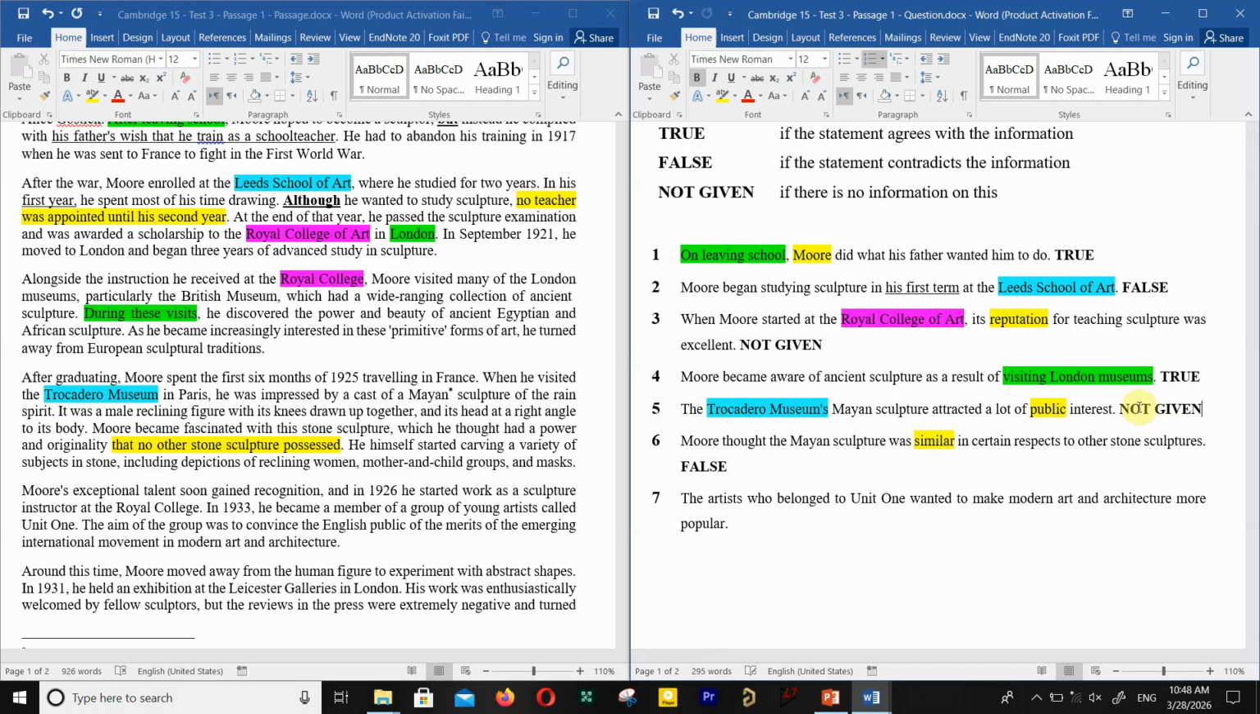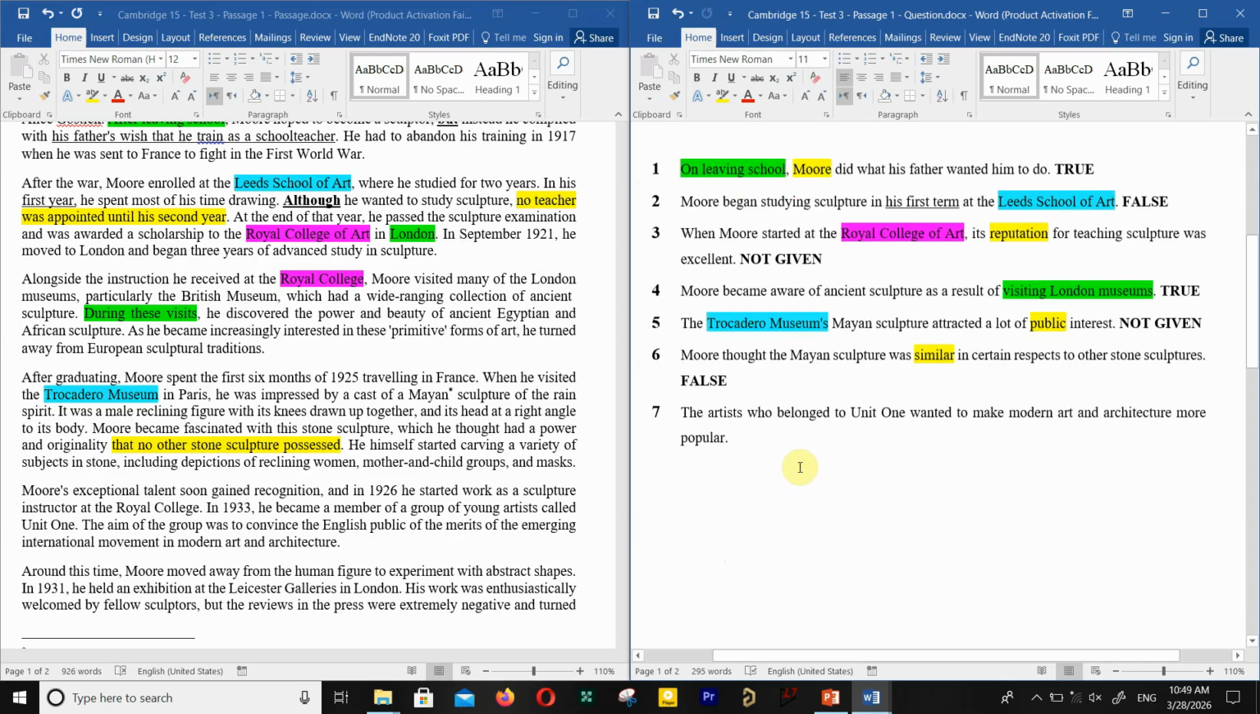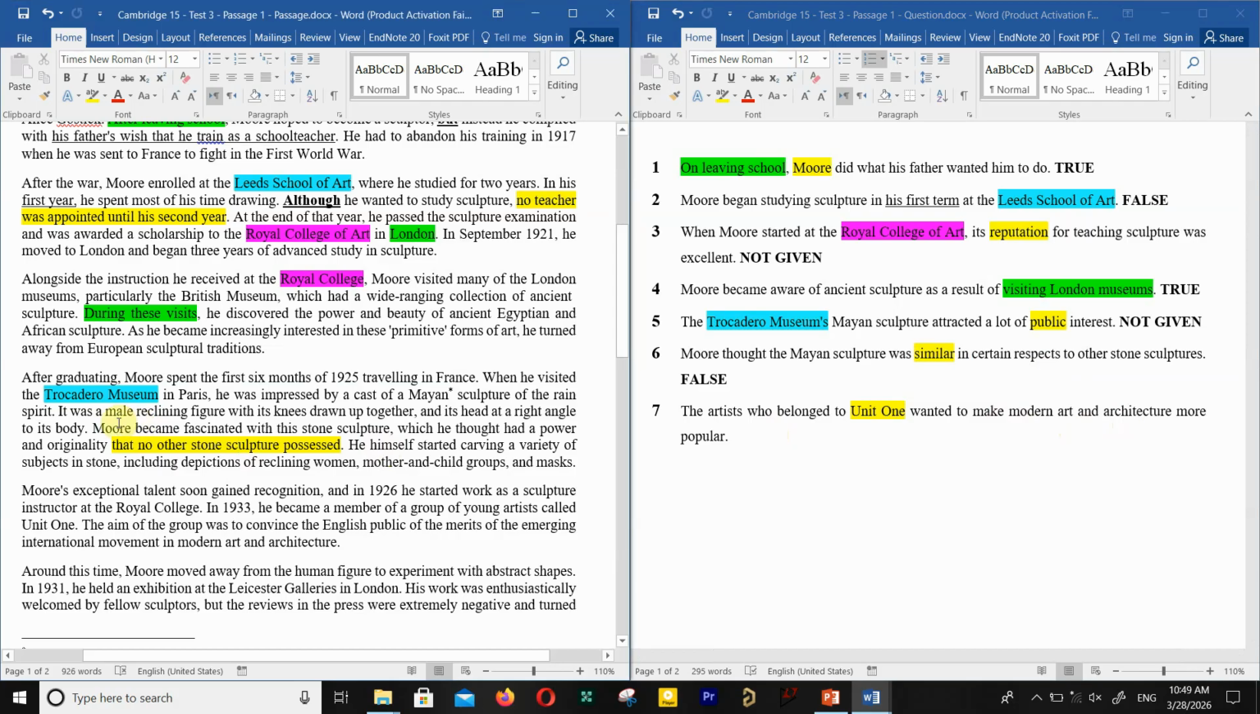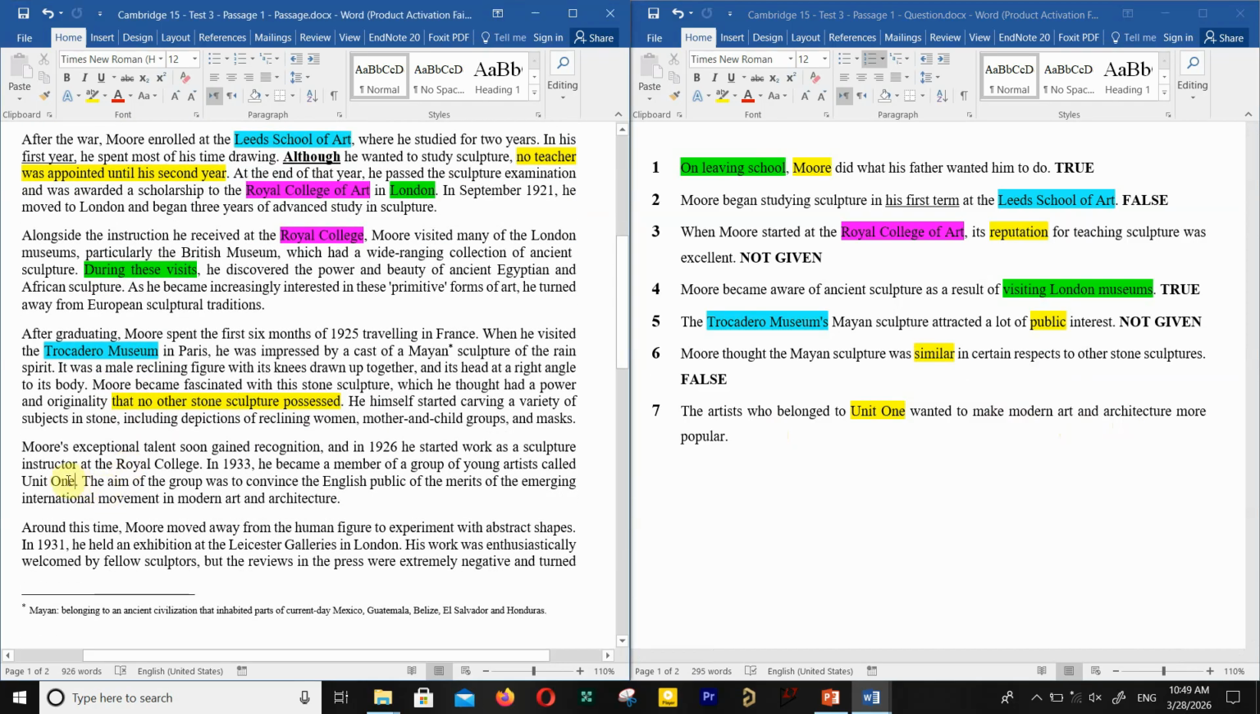This is it. And the last question: the artists who belong to Unit 1 wanted to make modern art and architecture more popular. Unit 1 is the main keyword. Where is it? Unit 1. This is it. This is Unit 1. So the artists who belong to Unit 1 wanted to make modern art and architecture more popular.